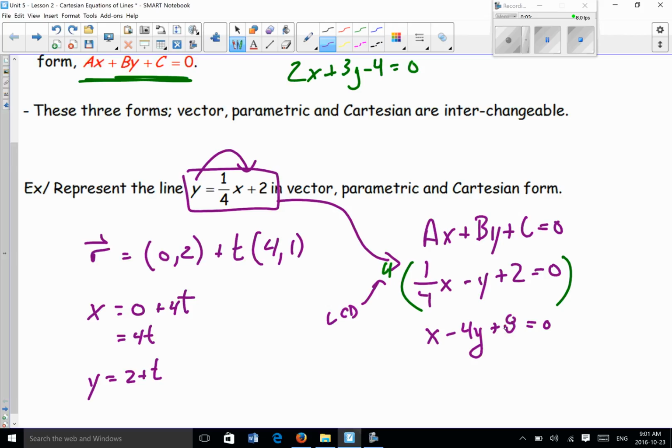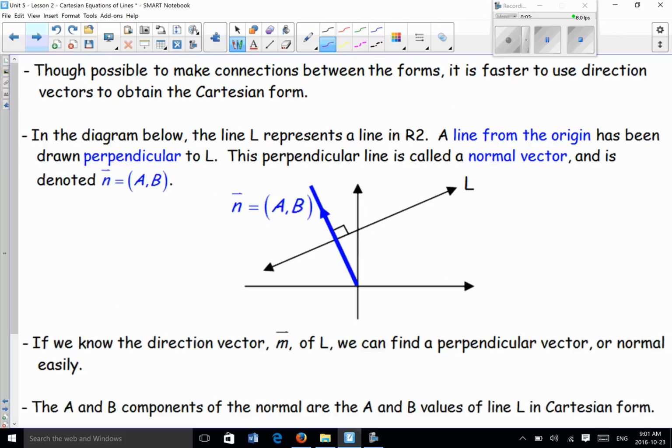Now, that's great if we have mx plus b, but as you know, most of the time we don't have mx plus b, we have a vector form or a parametric form. So we need a way that's going to work in R2 and R3 from vector to Cartesian. Okay, so yes, that connection exists, but we're going to use vectors to just work for us. So here's the big idea for today. In this diagram below, we have some line L. It's a line in R2, it has a vector equation. We can figure out what that is if we wanted to.